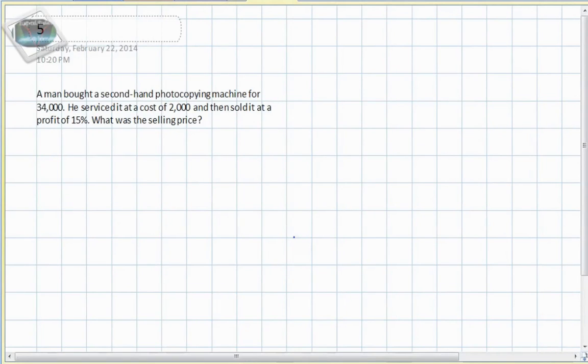Question 5 says, it's a word problem, and it says a man bought a second-hand photocopying machine for $34,000. He serviced it at a cost of $2,000 and then sold it at a profit of 15%. What was the selling price?